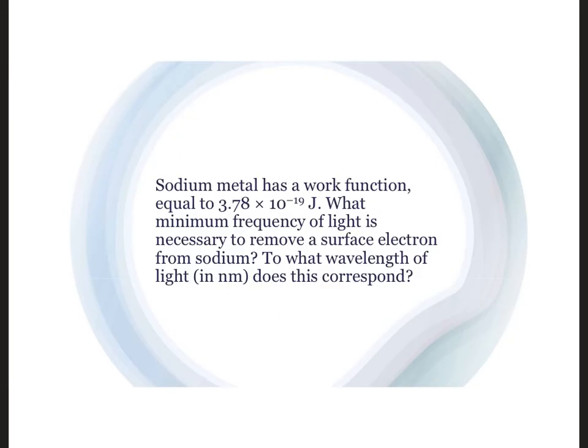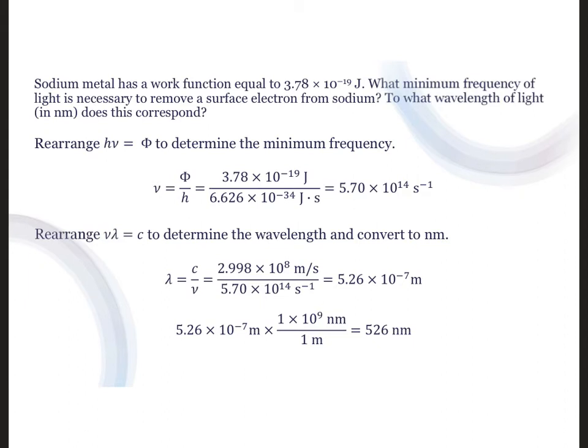Here we're actually asked two questions. Given that sodium metal has a work function equal to 3.78 times 10 to the negative 19th joules, we're asked to find the minimum frequency of light needed to remove a surface electron and to calculate the wavelength of this light. Since we're solving for frequency, nu, we'll rearrange the equation and plug in the given values for phi and Planck's constant. This gives us a frequency of 5.70 times 10 to the 14th hertz.